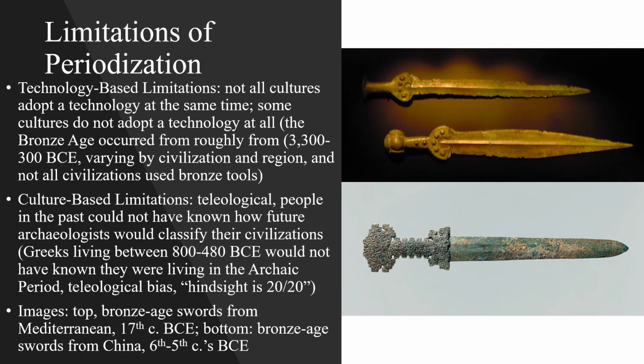Just like the dating methods we discussed previously, periodization has its limitations as well. There are limits when using technology-based periodization, like the Bronze Age or the Neolithic Age. Not all cultures adopt a technology at the same time, and some cultures do not adopt a technology at all. For example, the Bronze Age occurred from roughly 3300 to 3000 BCE, varying by region and civilization. And not all civilizations used bronze tools. Some civilizations went from the Stone Age right into the Iron Age.